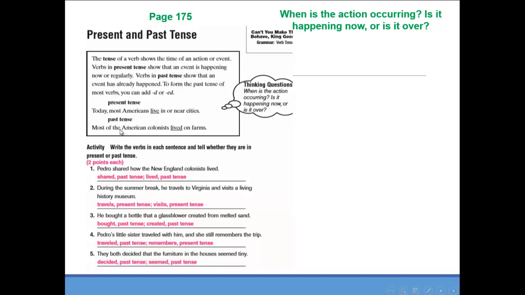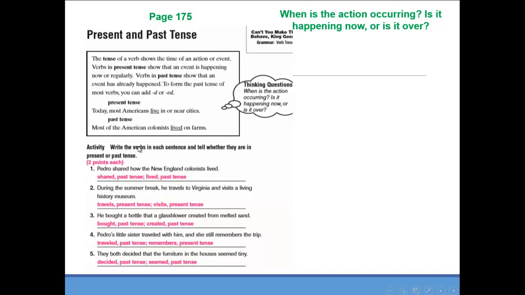The past tense of the verb will be: most of the American colonists lived on farms. It's a verb that shows that something has already happened. How do we form the past tense verbs? We add ed to the verb, or in this case we add d to the verb live.